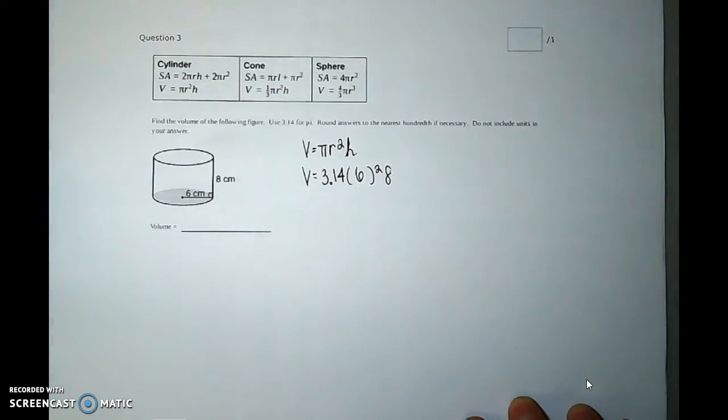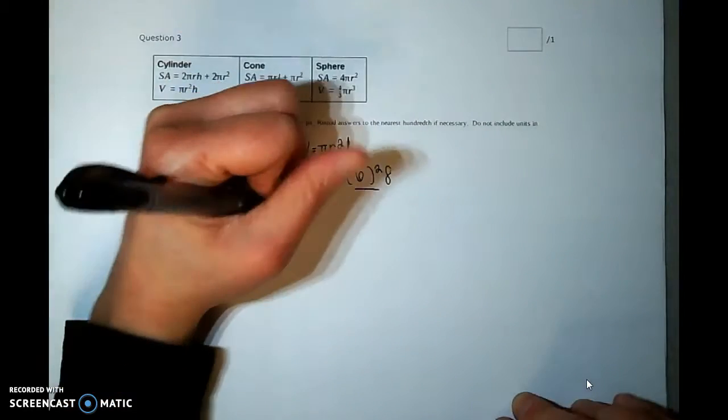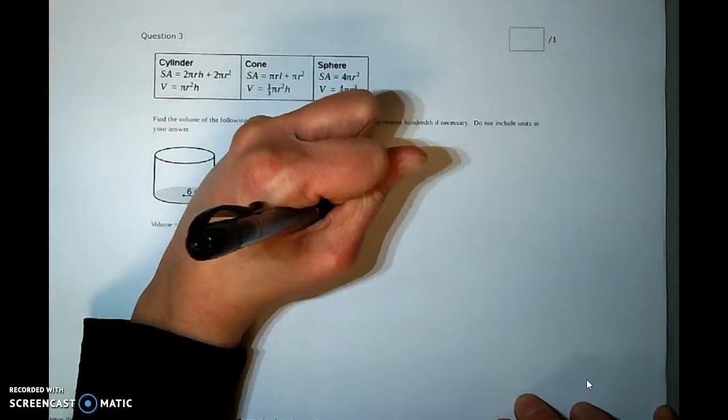So I replace r with 6, I replace h with 8, and pi with 3.14. And again, I have multiplication, I also have exponent, so I have to do the exponent first. 6 squared gives me 36. So I have 3.14 times 36 times 8.